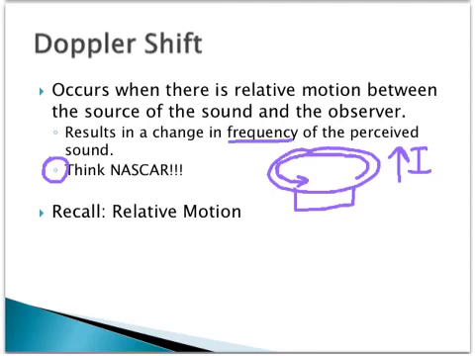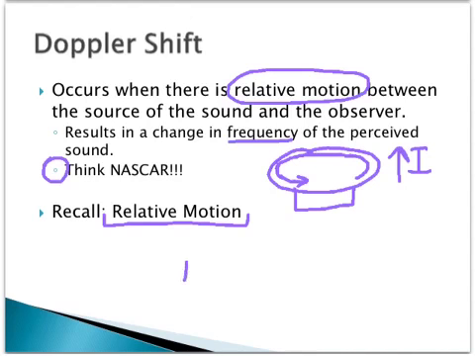Sound is being emitted by the engine of that car, and you're getting a change in frequency and a change in intensity. Well, let's think about what this is really due to. We said it's due to the relative motion. Relative motion is something we briefly talked about early in the year. A good example would be on the freeway.